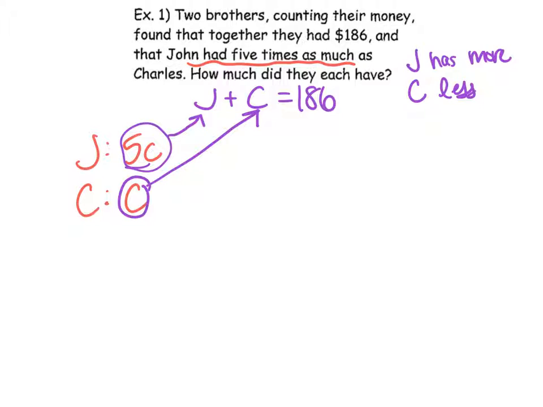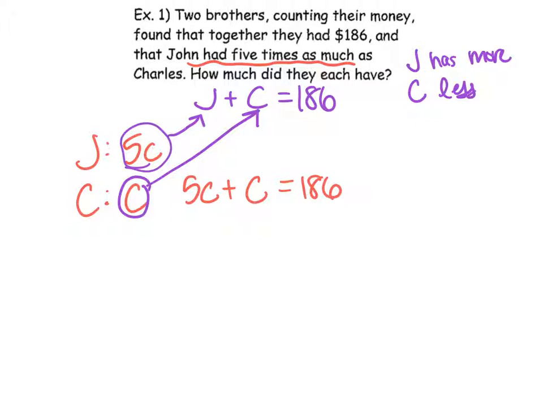What should I put instead of John? 5C. That's John. Plus sign in the middle. What should I put for Charles? C, because I circled it in purple. Charles is Charles. And how much together do they have? Okay. We have written our equation.